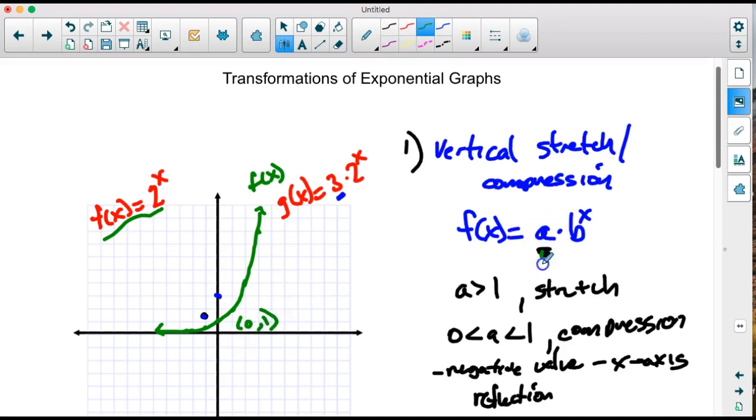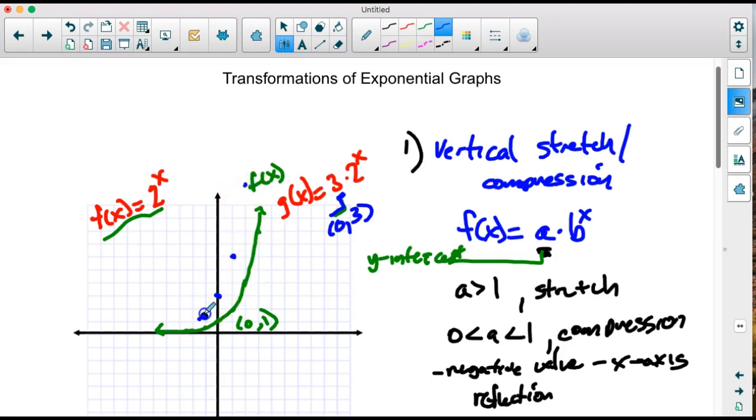Now this is our y-intercept. That value of a is the y-intercept, so in this case it's 0, 3 as our y-intercept. Now this point, which is 2, would be multiplied by a factor of 3, so that would go up to 6. This one is 4. It would be multiplied by 3. That would be 12. That would be up here.